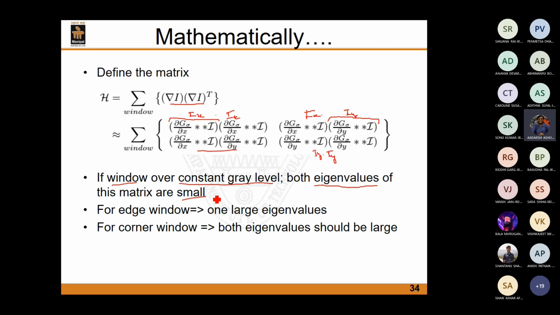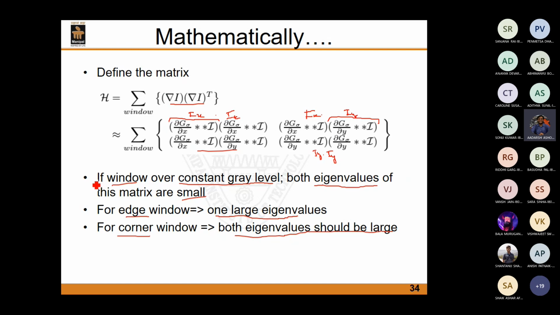So you have a homogeneous region, or a constant gray level region. Now, let's say you have a window with an edge region. When you calculate the eigenvalues, one of the eigenvalues will have a large value, so along that direction you'll have a linear edge. And let's say you have a window with a corner. In that case, both the eigenvalues will have large values.